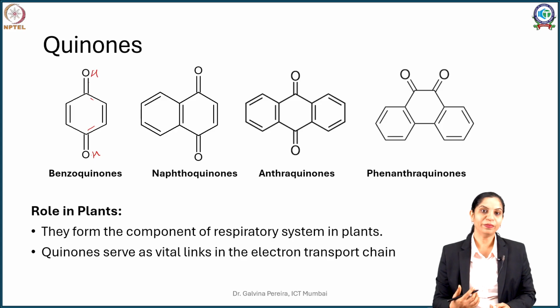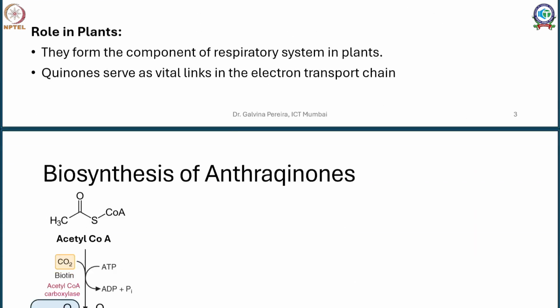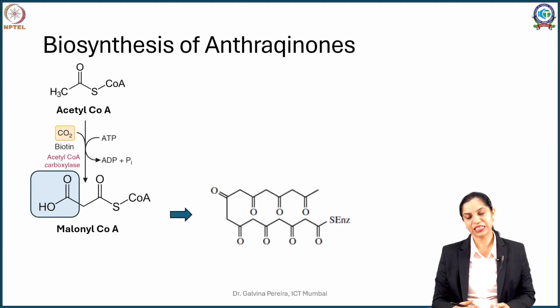Now apart from that, they play a very good role as plant pigments, and also like I said, they are defensive molecules. So they are antimicrobial, and for larger or higher animals they cause GI irritation, thus preventing animals from consuming the plants. Now going to biosynthesis. So how are they synthesized in nature?